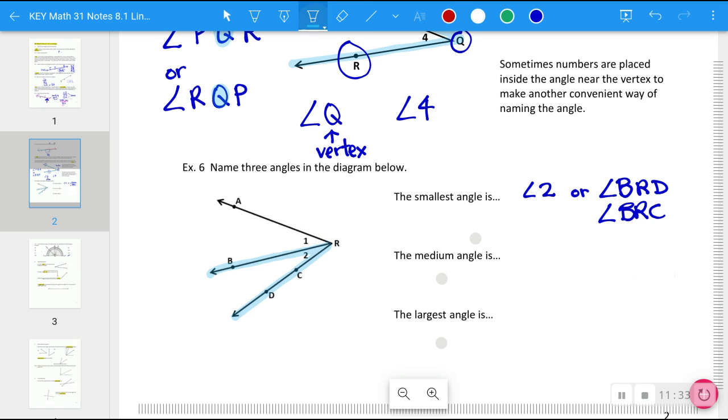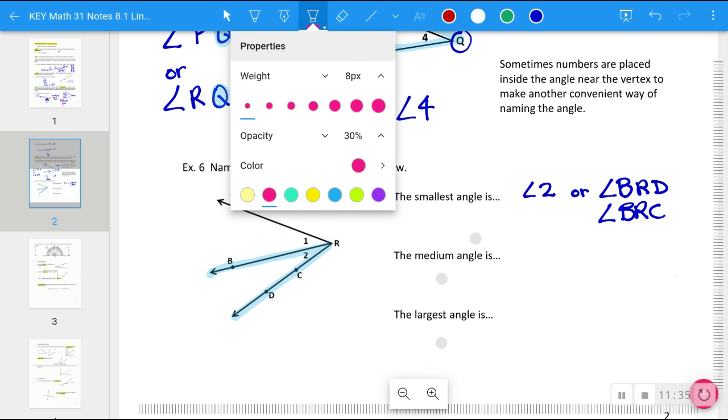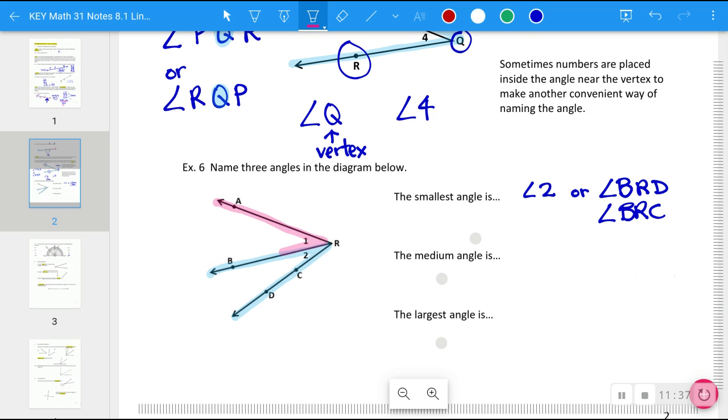Okay, then we have a medium-sized angle, and I'll color that one in pink. And that angle, by the way, it's medium because it's open more. In other words, as you widen the angle, think of an alligator mouth opening up wider. As it opens up wider, the angle measure gets bigger. Okay, so the next one here is the medium angle, and you could call it angle 1, and that's because we have a little 1 down in that corner. And then we could say angle ARB or BRA.